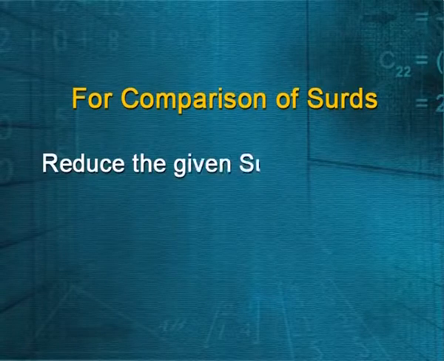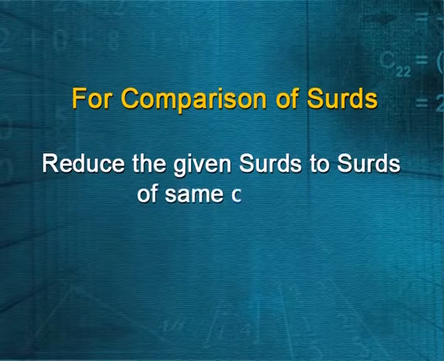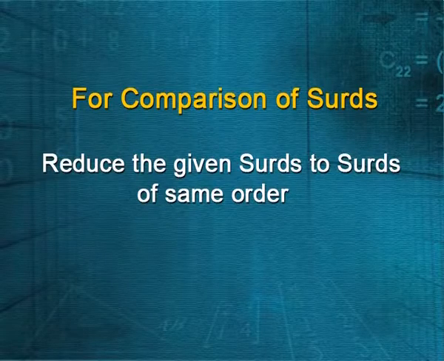Let us see the comparison of surds. Now observe one thing here: whenever you compare two or more surds, or you write the given surds in ascending or descending order, reduce the given surds to surds of the same order. Then we can compare them, and we can write them in ascending or descending order.